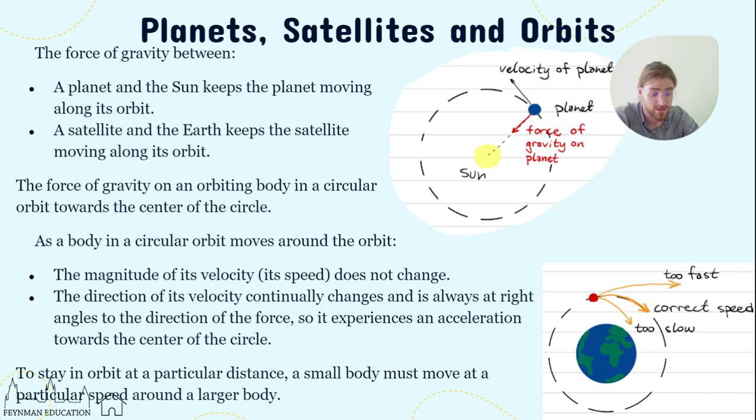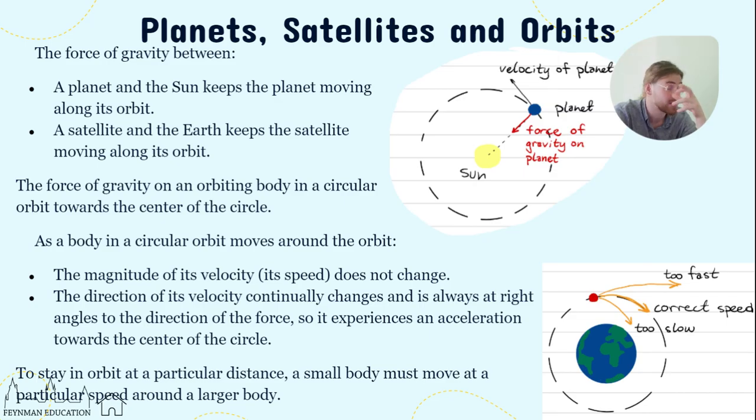Okay. So the force of gravity on the orbiting body in a circular orbit is towards the center of the circle, of course, right? So think of it as those people in the Olympics that throw around a metal ball on a wire, okay, and they spin around in a circle. The center of gravity is going to be that person, okay, as the planet or the satellite gets spun around them. So as a body in a circular orbit moves around the orbit, the magnitude of its velocity does not change.